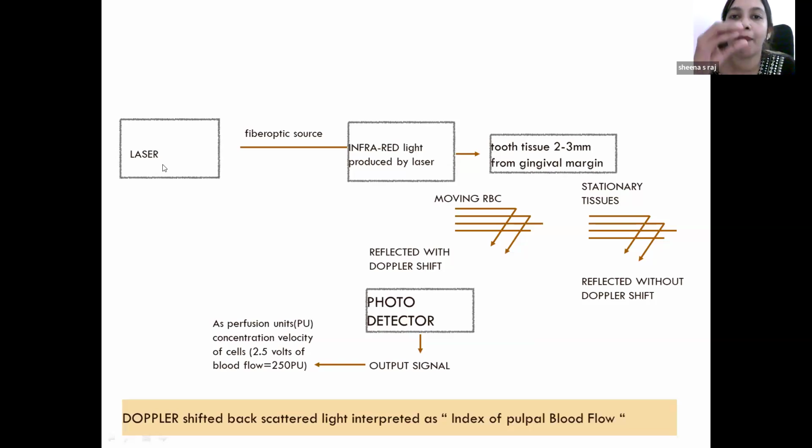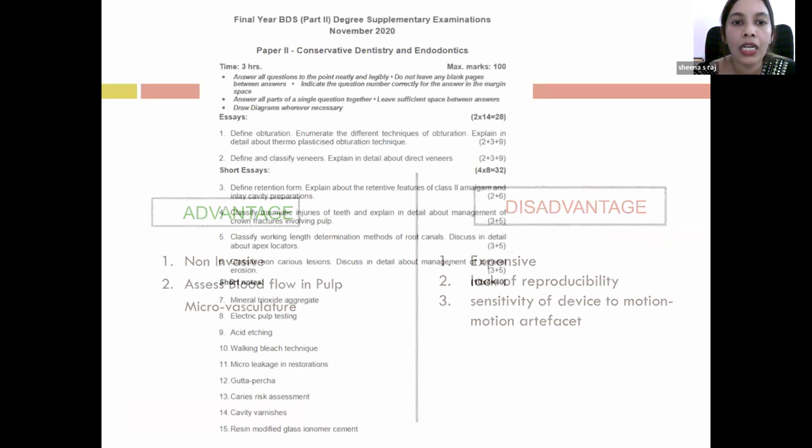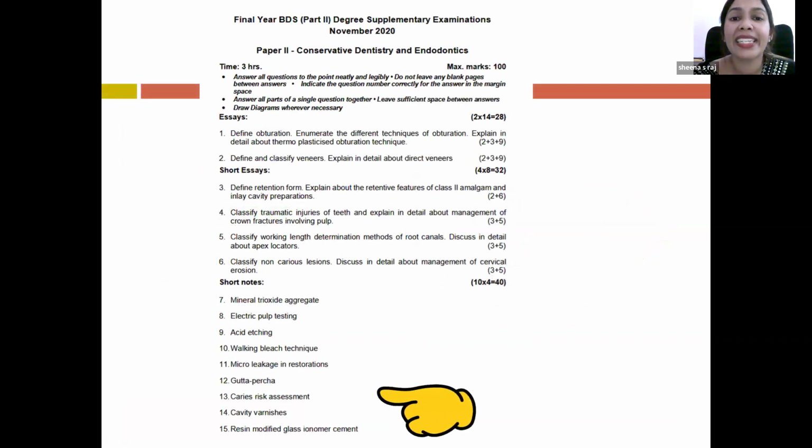See, laser is applied onto the tooth structure. That is a fiber optic source. What happens is the moving RBC will push or deflect the Doppler, and it is detected by the photo detector. Okay.